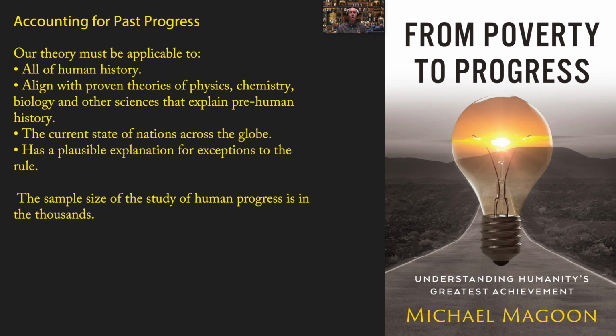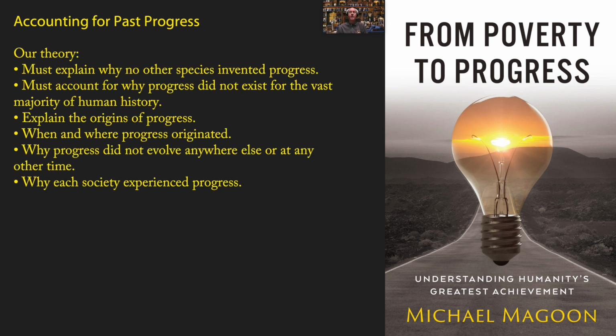Our theory must explain why no other species invented progress. Humans are the only ones who have been able to transform their environment to increase their material standard of living. We must also account for why progress did not exist for the vast majority of human history. We must explain the origins of progress, when and where that progress originated, why the progress did not evolve anywhere else or at any other time, and finally, why each society joined in on that progress.